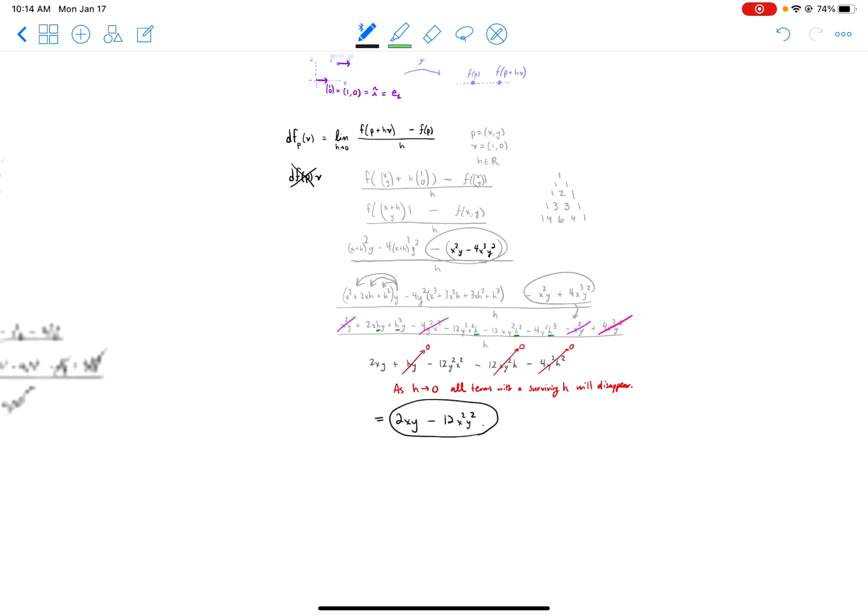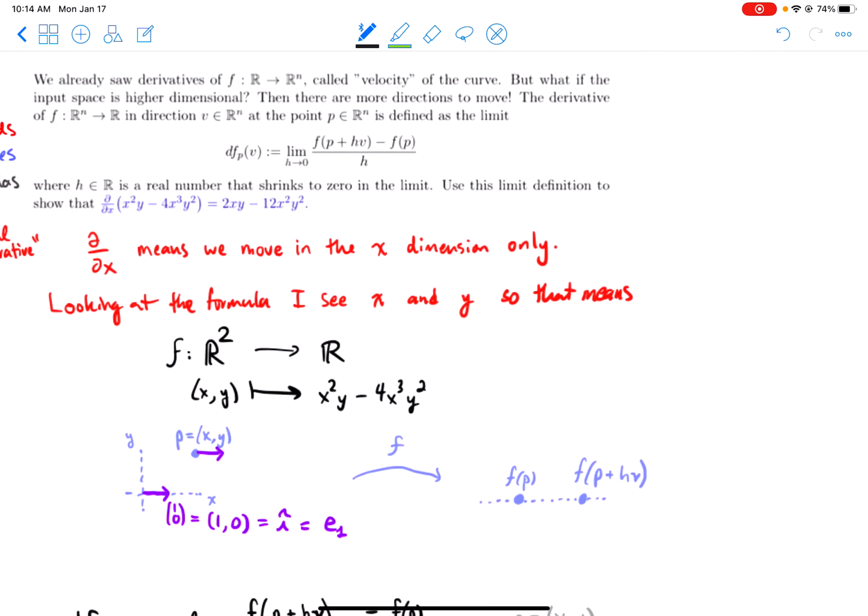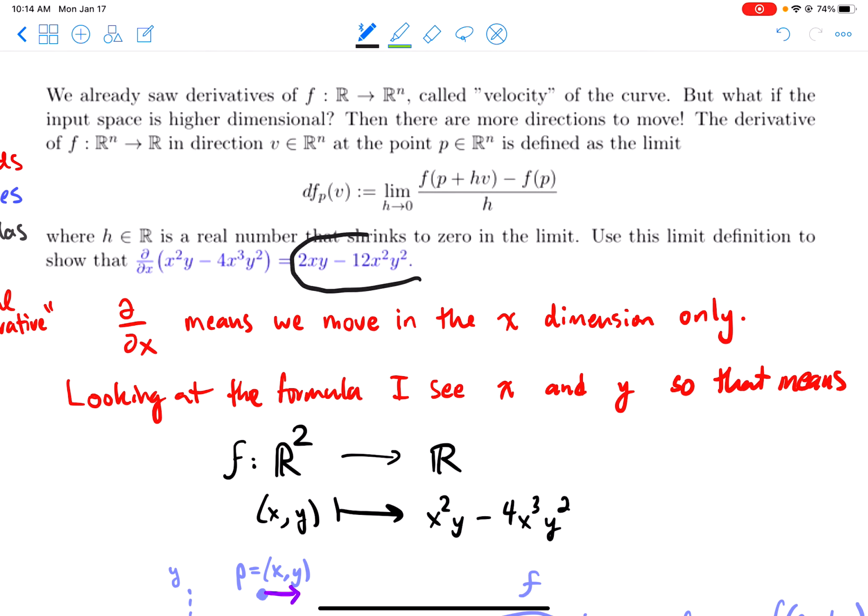Let's check. Did I get the answer that it said I should get? 2xy minus 12x squared y squared. 2xy minus 12x squared y squared.